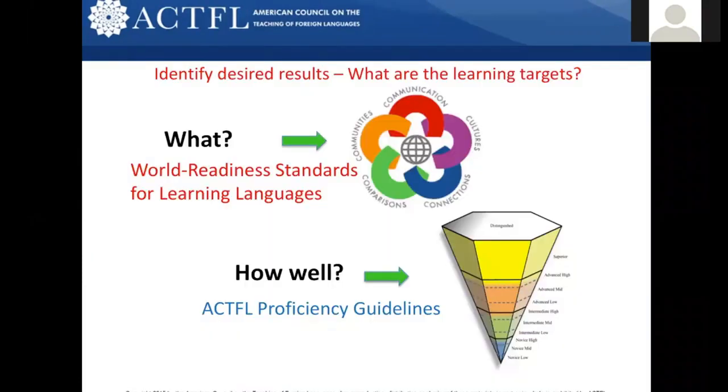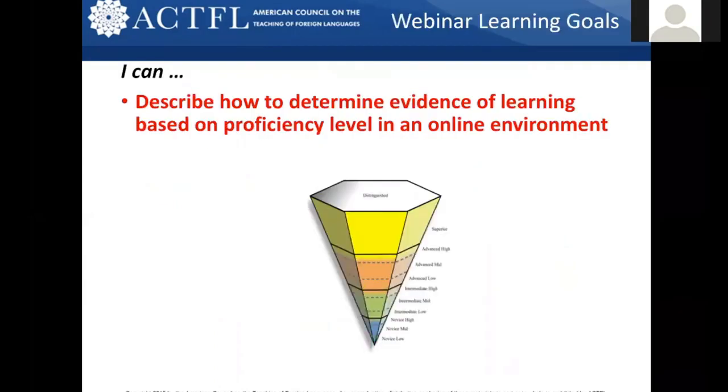We are starting with our world readiness standards. The next step is to make sure that we are understanding the ACTFL proficiency guidelines. That is what the students need to understand as well as the teachers, so that we can be sure that they know where they're going to next with their assessment.